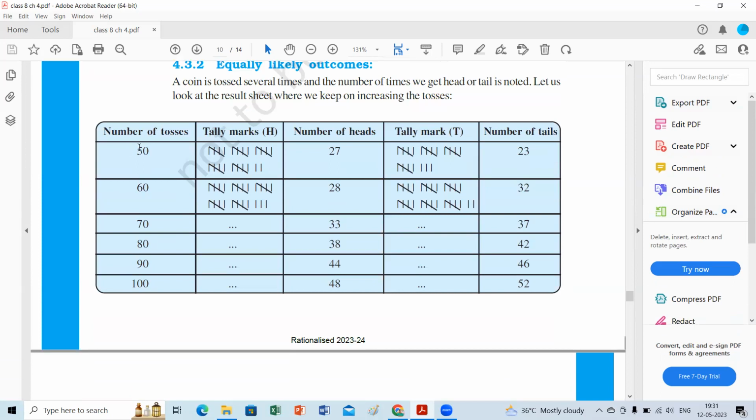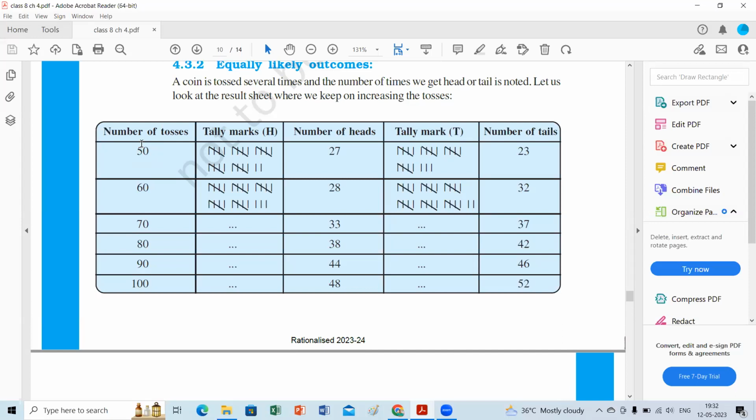So you see here, they gave us a number of tosses, 50 times. In 50 tosses, what is the number of heads, children? You can count the tallies: 5, 10, 15, 20, 25, 26, 27. So the number of heads is 27. The rest, if you subtract 27 from 50, what is left over? 23, right? Yes, ma'am.